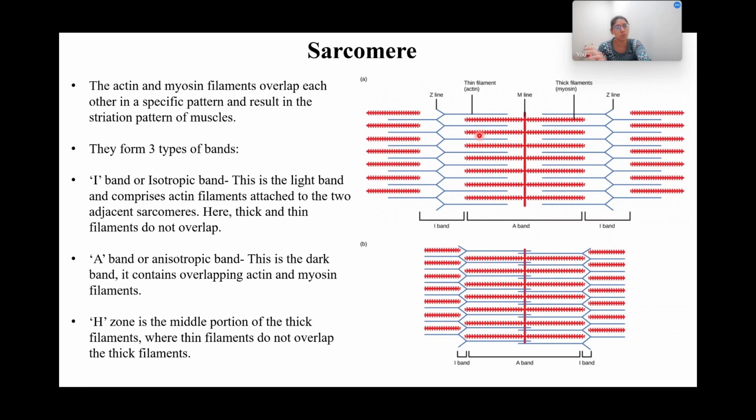Then you have the A band or the anisotropic band, or this region to this region, as you can see. And you can see that there is an overlapping of the myosin and actin, or the thick and thin filament, because of which it gives a darker appearance. While the H zone, which we saw in the previous slide, is a region where you only see the thick filaments.